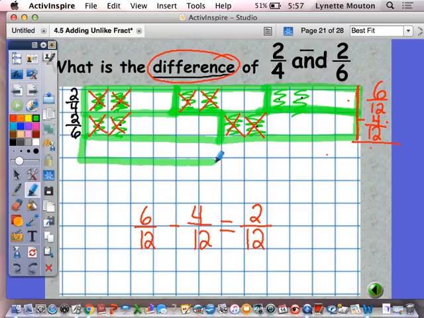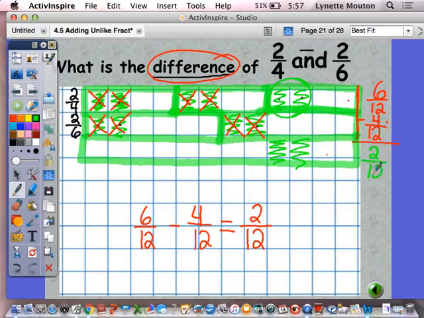We can draw our log for our answer, and then you just shade the parts that are left over. 1, 2. These are the 2 parts right here that were left over. And then count them. 1, 2, out of how many? 12. 2/12 is our answer.